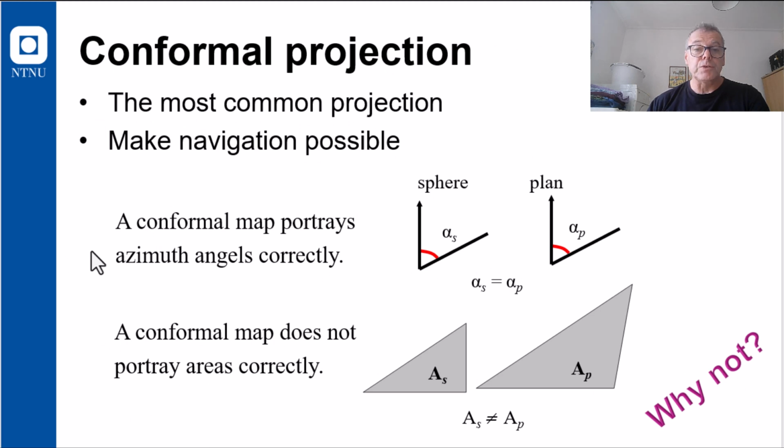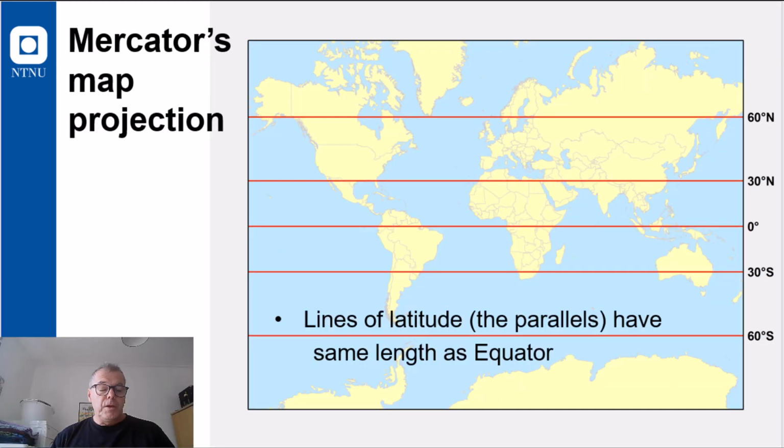This is the most common projection, and maybe because it makes navigation possible. So here you will have the azimuth angles correctly, but a conformal map does not portray areas correctly. And I will try to tell you why not, using an example of the Mercator map projection, which may be the most famous conformal projection. This is useful for navigation, but areas are distorted.